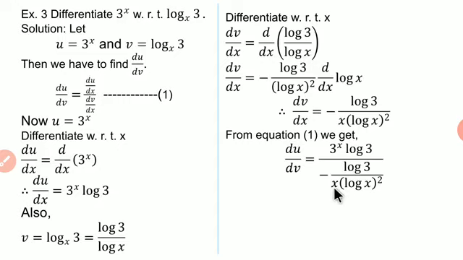Now this log 3 gets cancelled because it is the same term in both numerator and denominator, so it gets cancelled. And the denominator of the denominator goes in the numerator. So hence du upon dv is equal to minus 3 raised to x into (x log x) whole square, which is our required answer for example number 3. Now see example number 4.